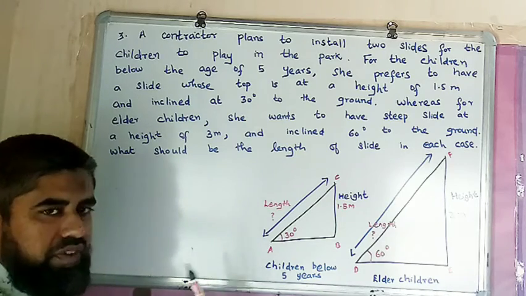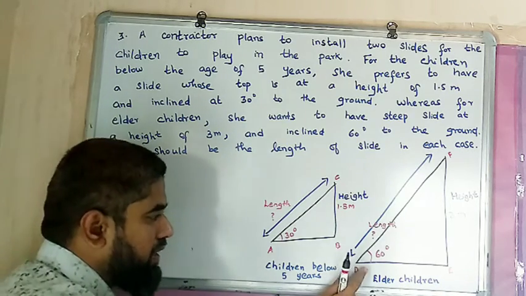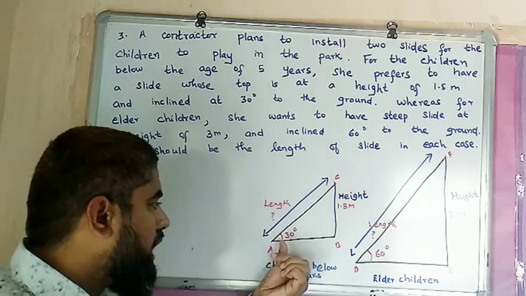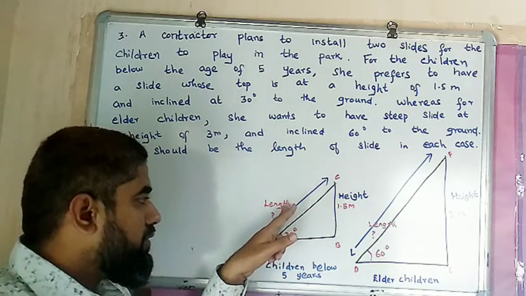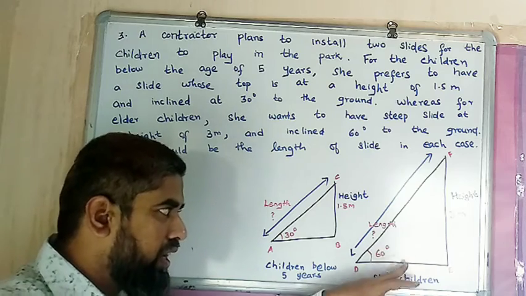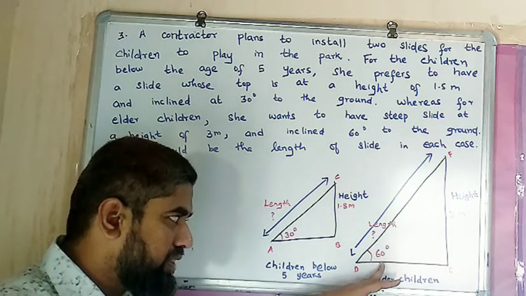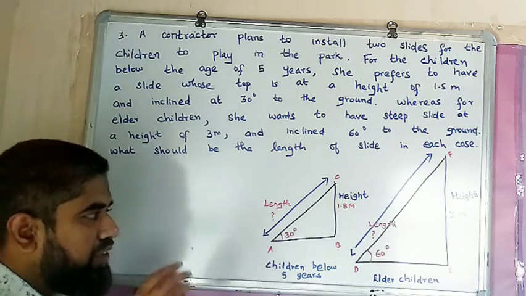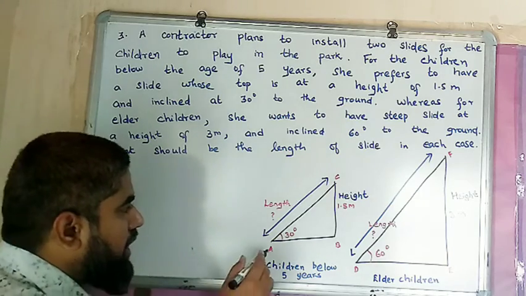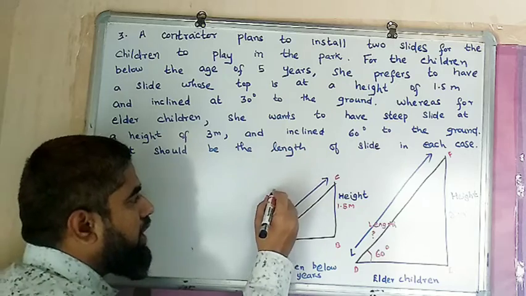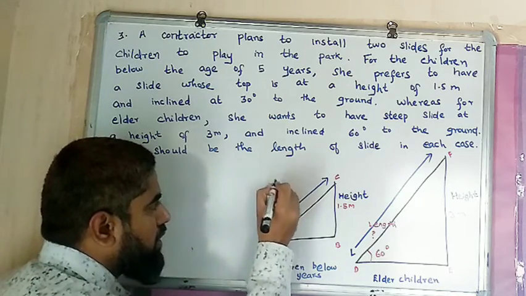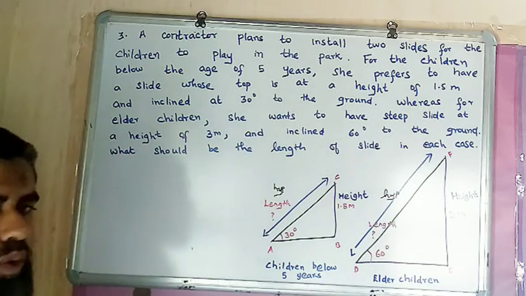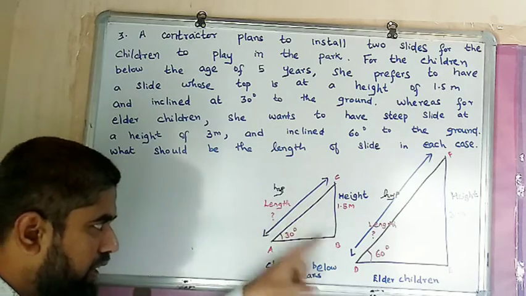Okay, so first we need to draw a right angle triangle like this. Two right angle triangles I have drawn, and I have mentioned the height 1.5 meter and the degree 30, and we need to find the length. Here it is for elder children, 3 meter height, degree is 60 degrees, and we need to find the length. Okay, if you look at this, in this triangle we need to find the hypotenuse. And also here, we need to find the hypotenuse. Okay. So they have given the opposite side.